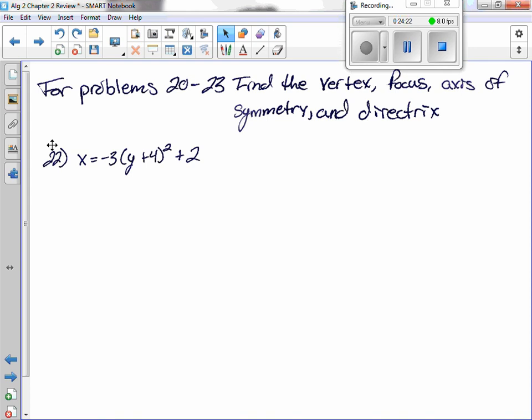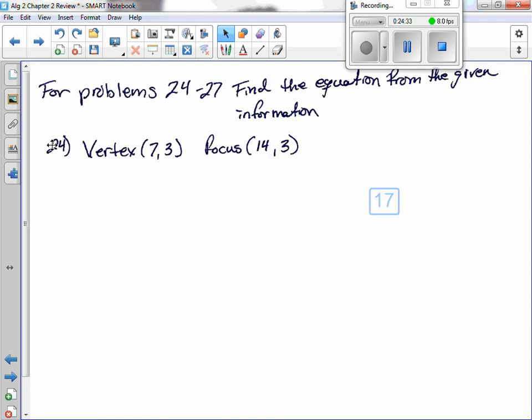Any other questions on 20 through 23? Are we good with 20 through 23? Yes. 23. 24 through 27. Any one of those in particular? Because if not, I'm just going to work on 24.